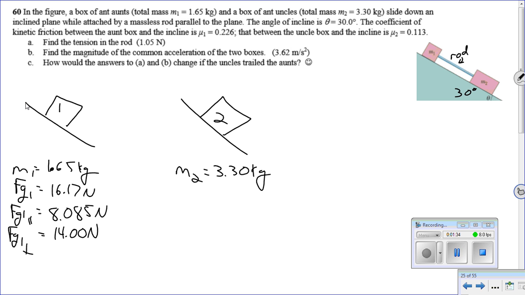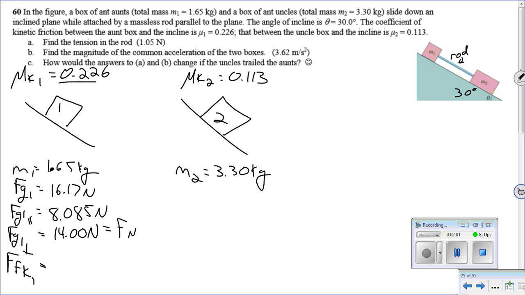All right, and our force of kinetic friction on number 1, because in a minute here it's going to give us our coefficients of friction, right? So let's write that down. Mu K on box 1 is 0.226, and the coefficient of kinetic friction on box 2 is 0.113, so half of the coefficient. So our force of kinetic friction on box 1, just by taking this coefficient and multiplying it by our normal force, right? Because our normal force has to equal our perpendicular component. So that turns out to be 3.1648 newtons.